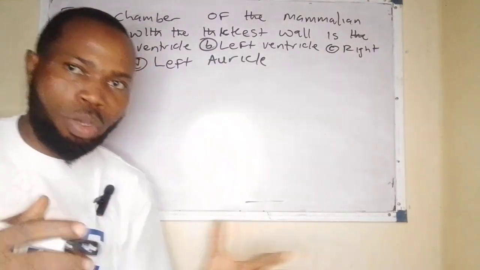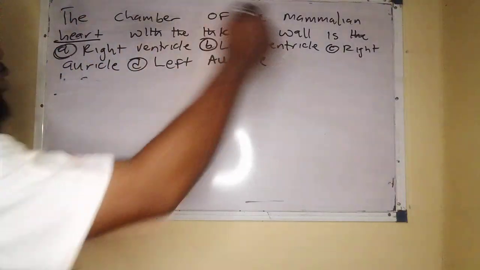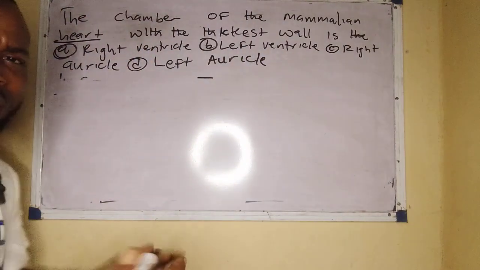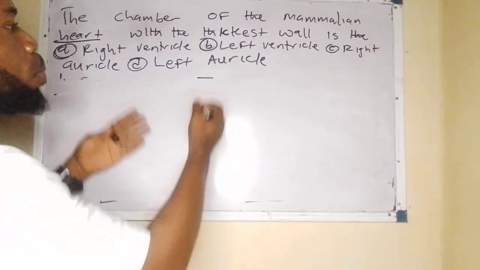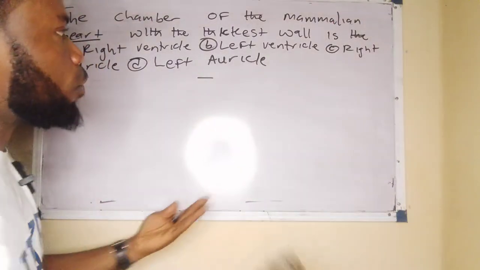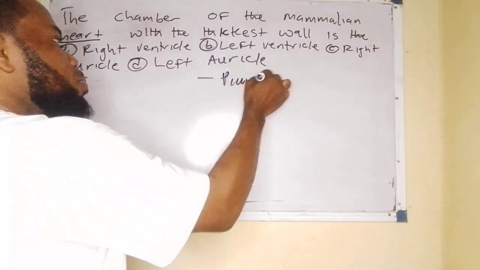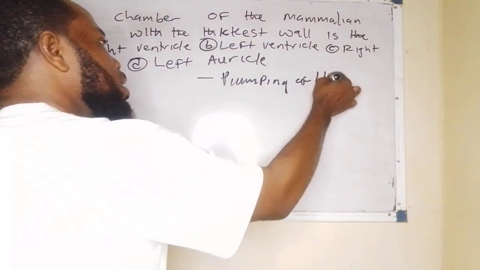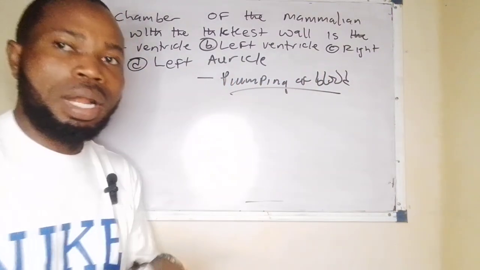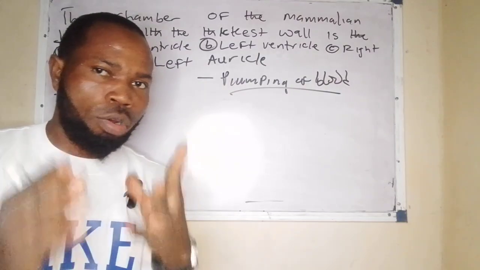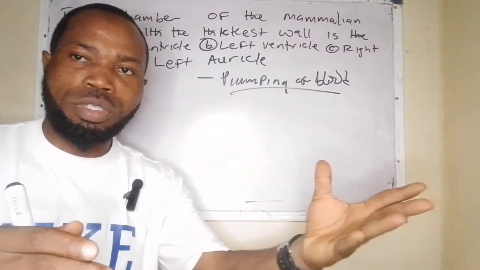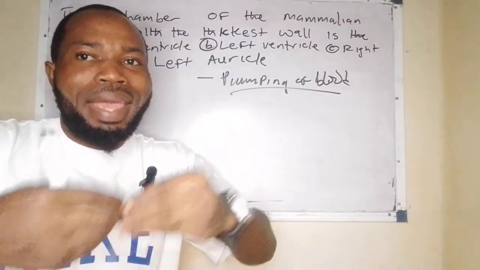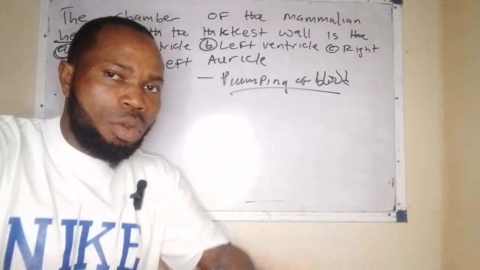Now before we jump into the question, we have to be very careful. What does the heart do? Of course, the heart is just like a pumping machine. It pumps blood to all parts of the body. Remember, the major function of the blood is to transport oxygen to cells. That's why the blood has to get to the cells, carrying oxygen to them.